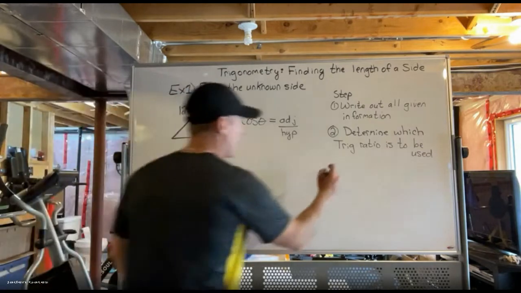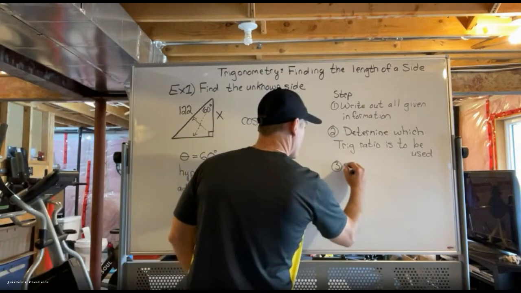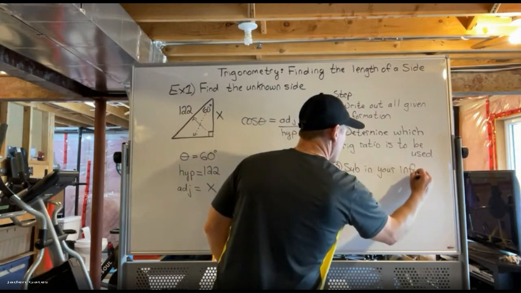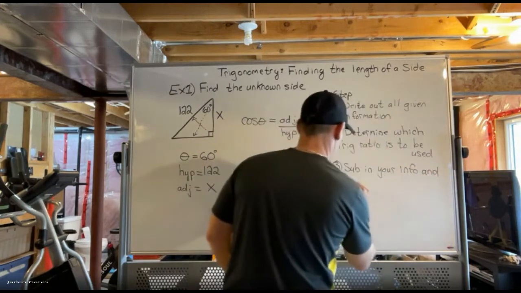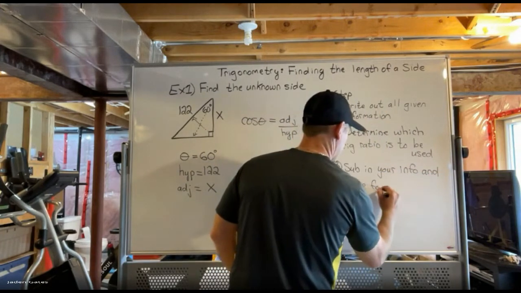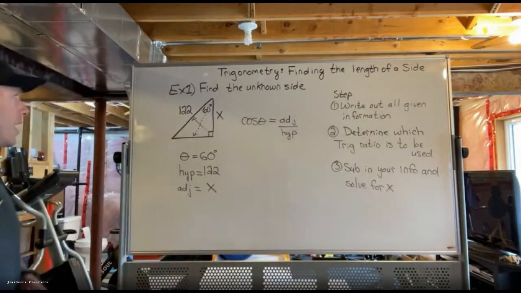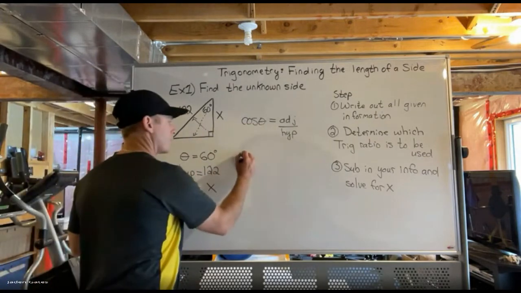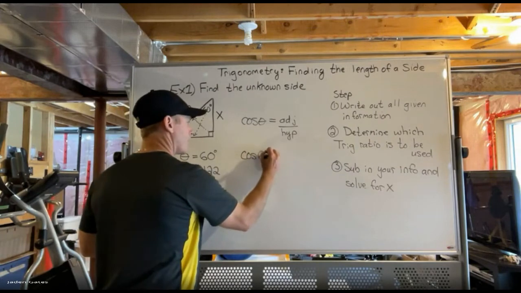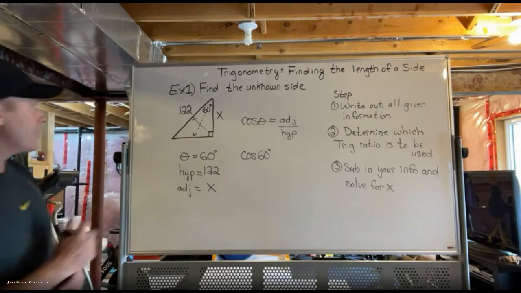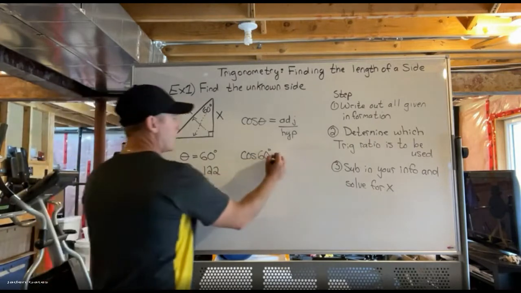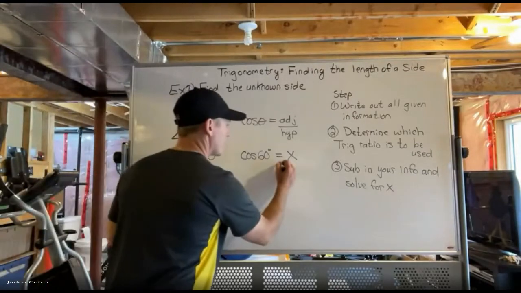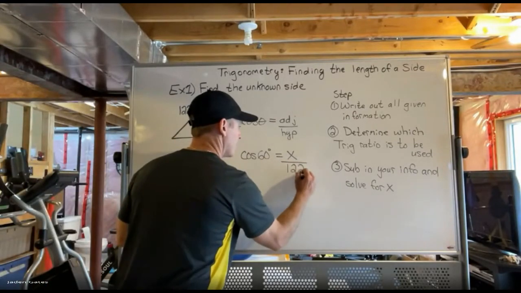Now, the third and last step is sub in your info and solve for x. All right, so again, I have cos theta. Well, theta is 60 degrees, so I'm going to write cos 60 degrees. The adjacent's on the top. That is x. Got to make sure I put them in the right spot here. I have an x there. My hypotenuse is 122, and that's going to go in the bottom, so I'll put that in the bottom there.